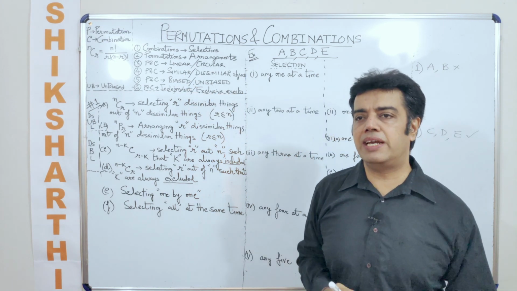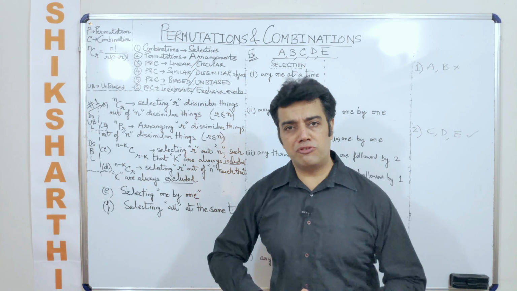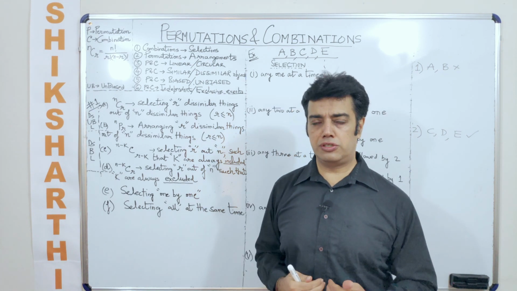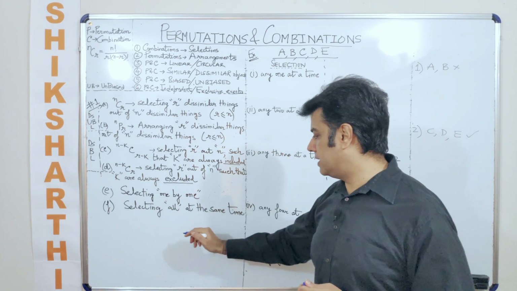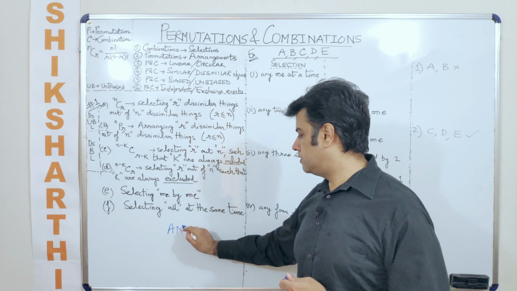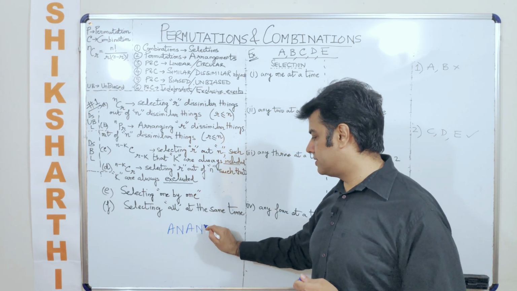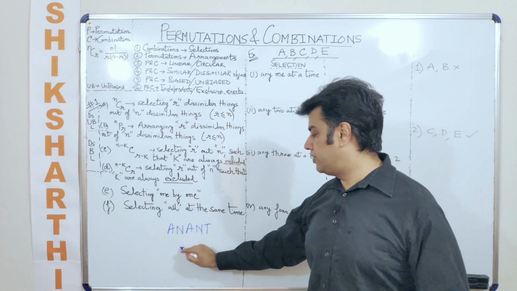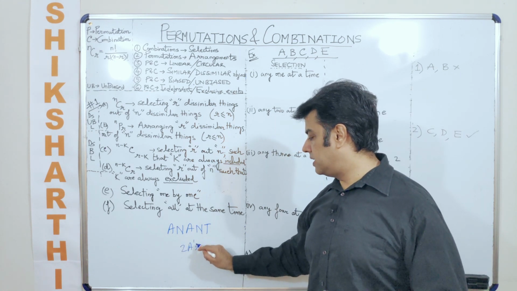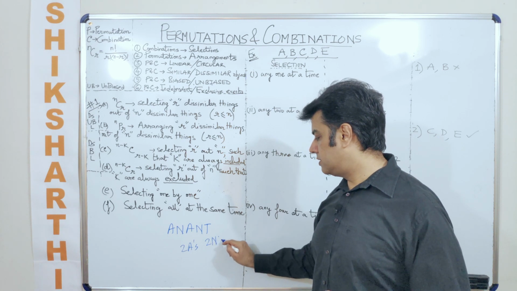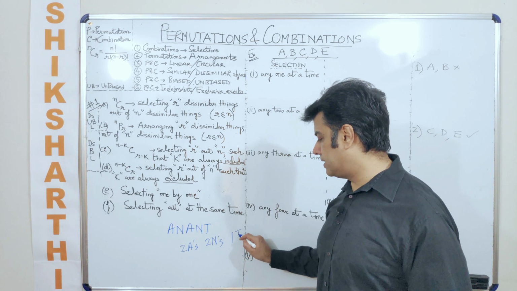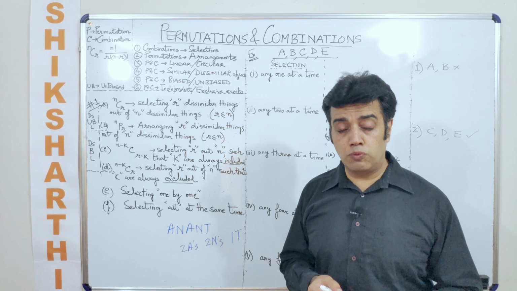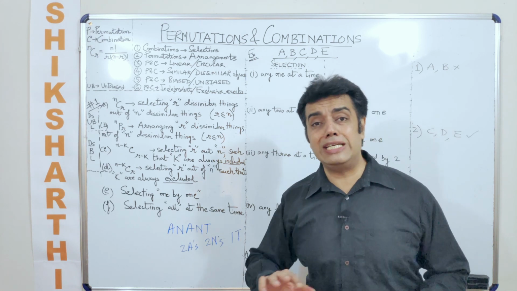Now, when I say similar items, let me take an example of my name. My name is Anant. Now when I say Anant, Anant has two A's and two N's in it. So let us say that we selected two A's, thereafter we selected two N's, and then finally we selected one T. Now what are we supposed to do? We are supposed to arrange them.